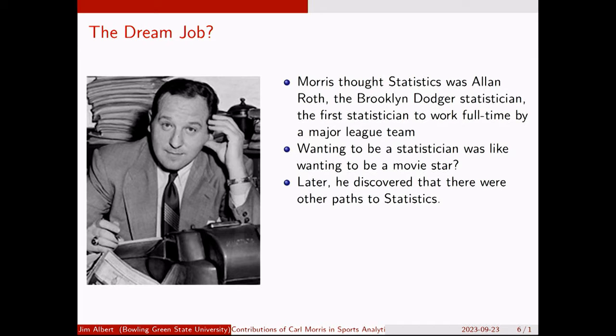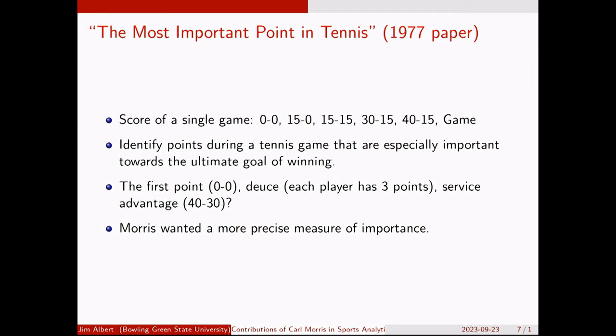So anyway, he discovered that there are other paths to statistics besides baseball, and then he went to Caltech and then eventually to Stanford for his PhD. And I think he and Brad Efron were classmates at Caltech, and eventually they interacted as graduate students at Stanford. Okay, one of his early papers was on tennis, which was very appropriate because he was a tennis player. And this was called The Most Important Point in Tennis.